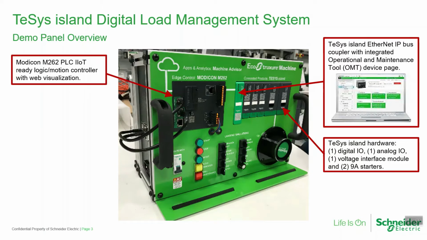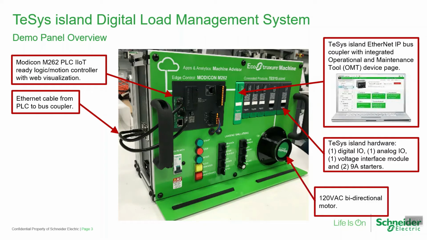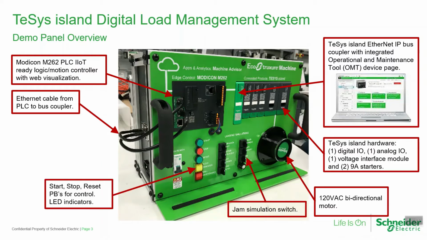The island is connected to a Modicon M262 PLC. We're using an Ethernet cable to connect the PLC to the island. Our load is a 120 volt bidirectional motor. During the presentation, we'll be showing you jam warnings, and the jam simulation switch here is what we'll be using to turn on and off to simulate the warning. We also have start, stop, and reset push buttons.